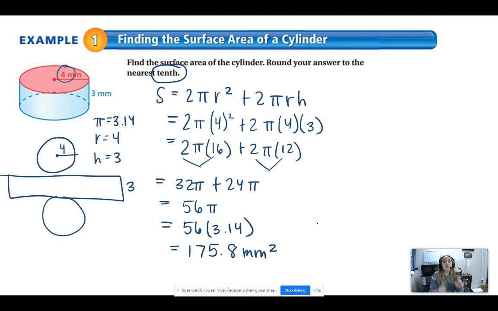Most important thing is that you have this formula. As long as you have this formula and you know what the radius is, you know what the height is, you're just plugging in numbers, okay? So make sure you have that down.